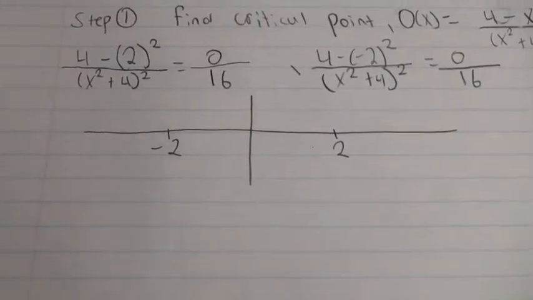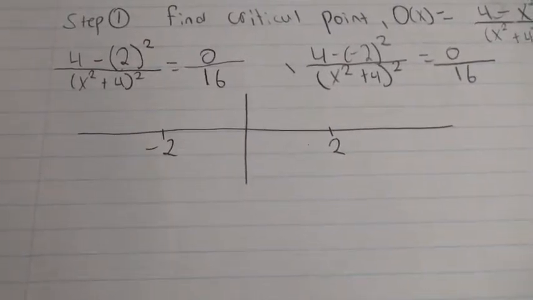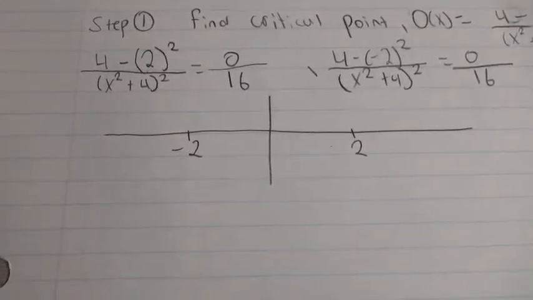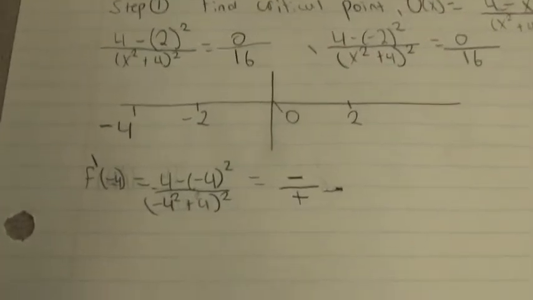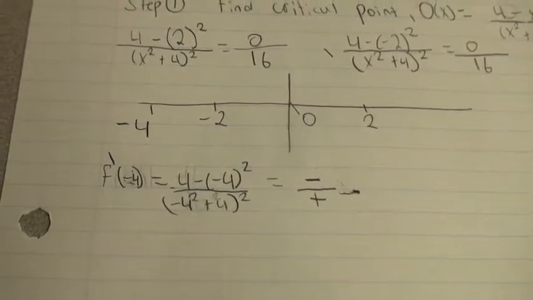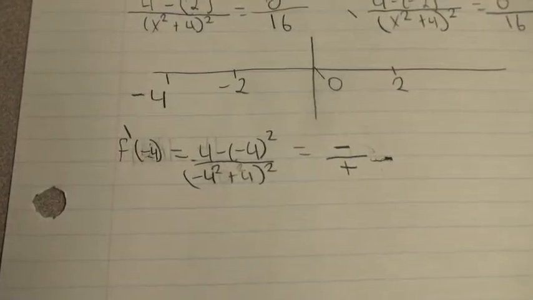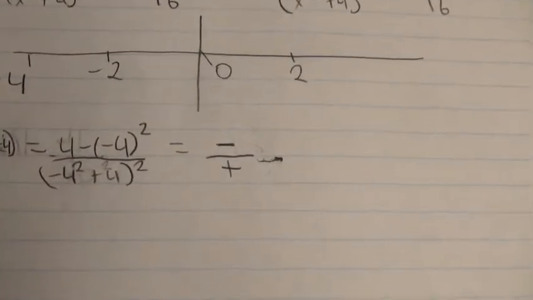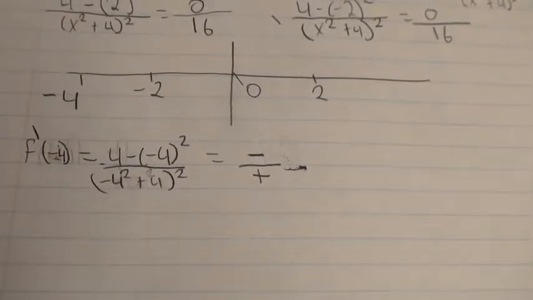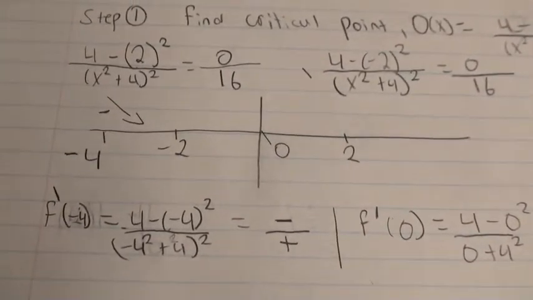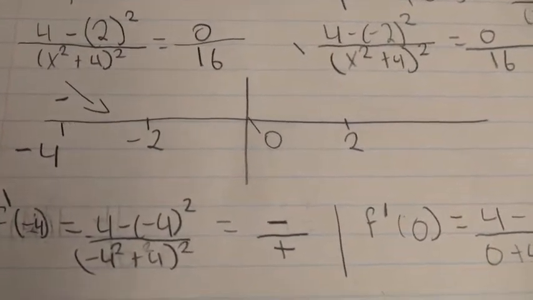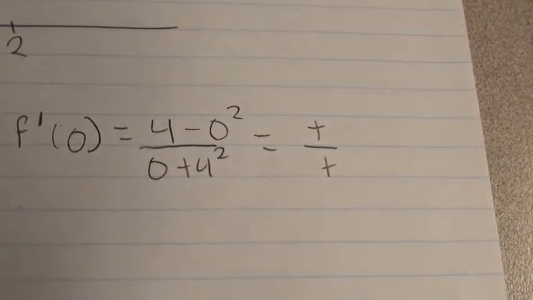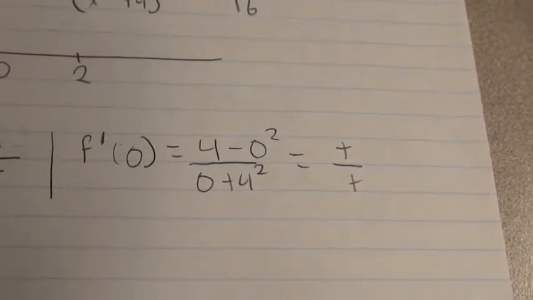Now, what we must do is make an interval line and find points in between these two values. So for example, we are using negative 4, 0, and positive 4. Now we plug in negative 4 back into the derivative of the function and see if we get a positive or negative sign. As you can see, we get a negative value, which means it is decreasing at this interval. Now we plug in 0, and once we do this, we get a positive value. So positive top, positive bottom equals positive, so it is increasing at this interval.